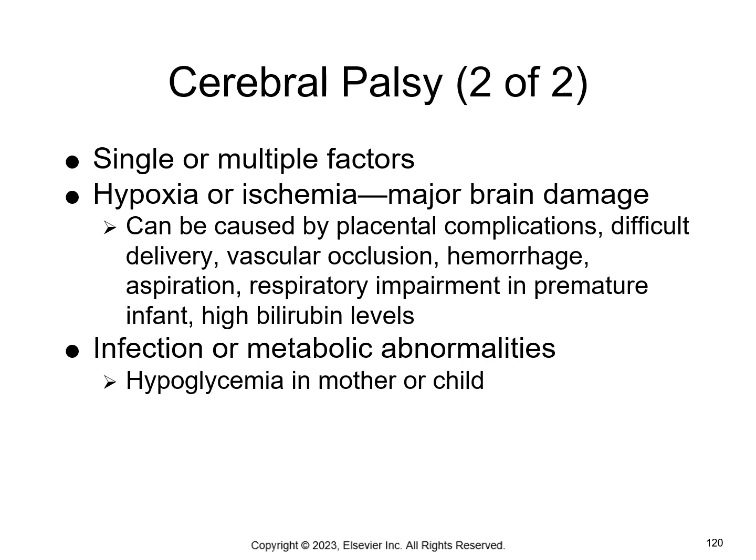There can be single or multiple factors in the development. Hypoxia or ischemia is the major cause of brain damage. It can be caused by placental complications, difficult delivery, vascular occlusion, hemorrhage, aspiration, respiratory impairment in a premature infant, or high bilirubin levels. It can also be caused by infection or metabolic abnormalities like hypoglycemia in either mom or baby.